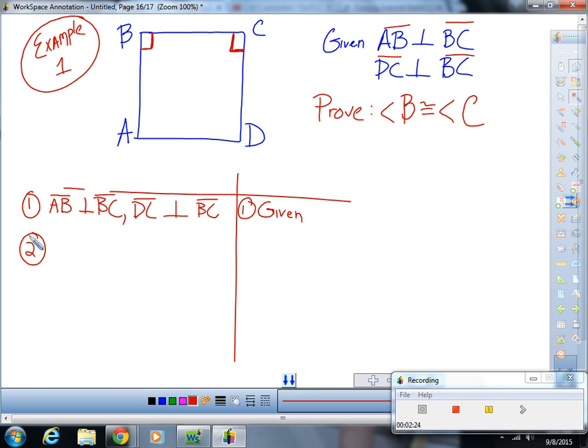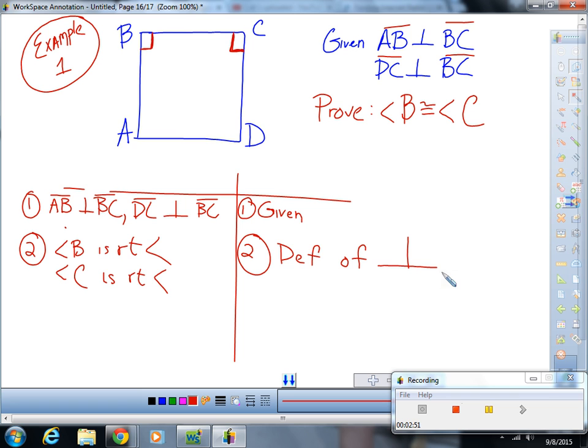So you have to make sure that you say what you can conclude. So what can you conclude from this? Angle B is a right angle. You can also conclude that angle C is a right angle. So that is the definition of perpendicular.